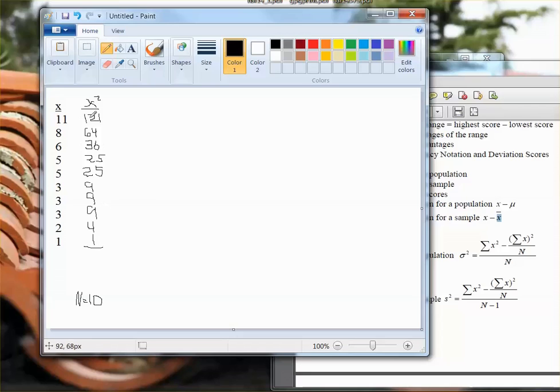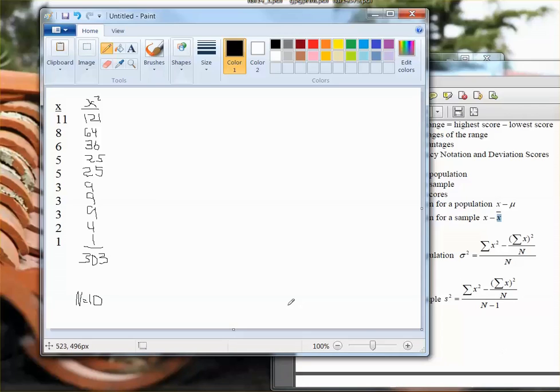And so if we add all these up, I'm going to add 121 to 64, 36, to 25. So then we have 9, 3 times. Should get 303. So this value, 303, is the sum of x squared.